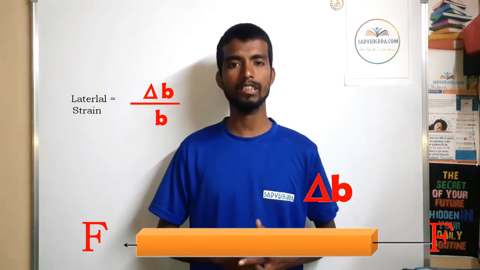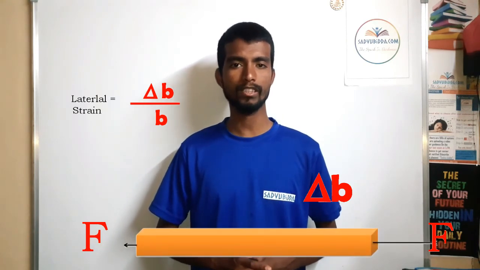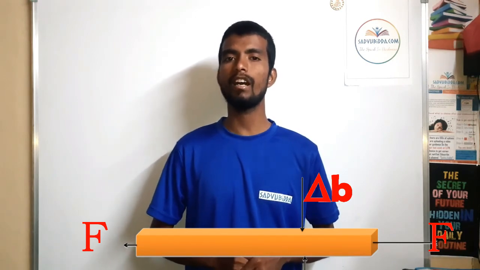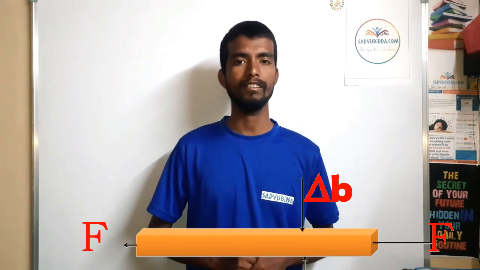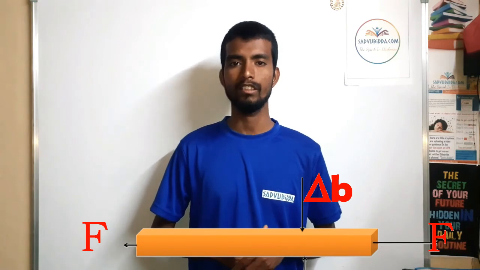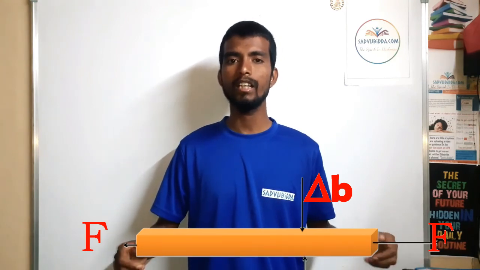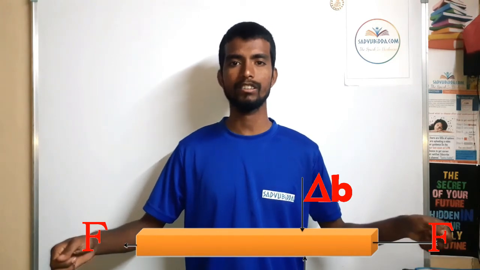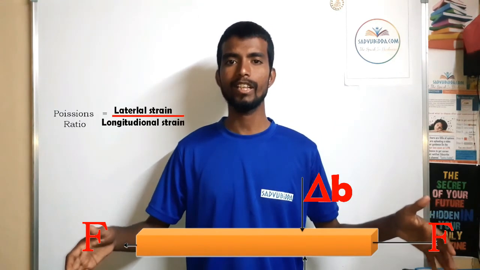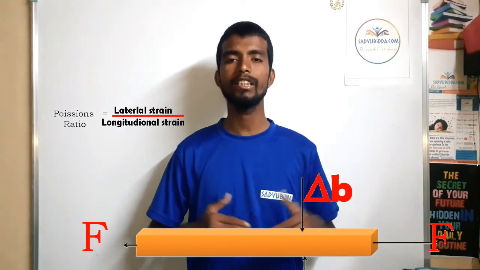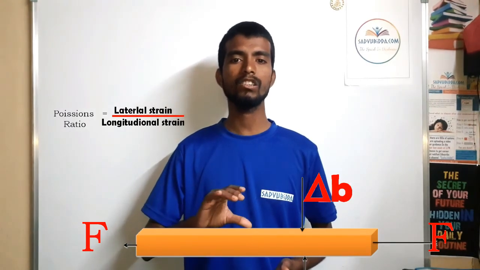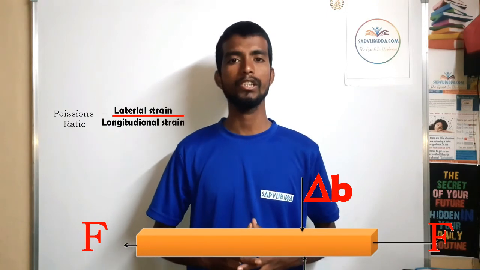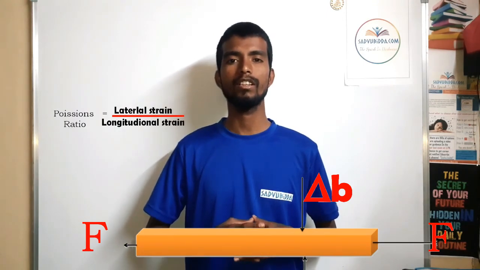Now moving further, let us know what is Poisson's ratio. Poisson's ratio is the ratio between the lateral strain and longitudinal strain or axial strain. That is, when we apply a force on this block, there is a change in the longitudinal direction. That strain is considered in the denominator and the lateral strain is considered in the numerator. This ratio is known as Poisson's ratio.